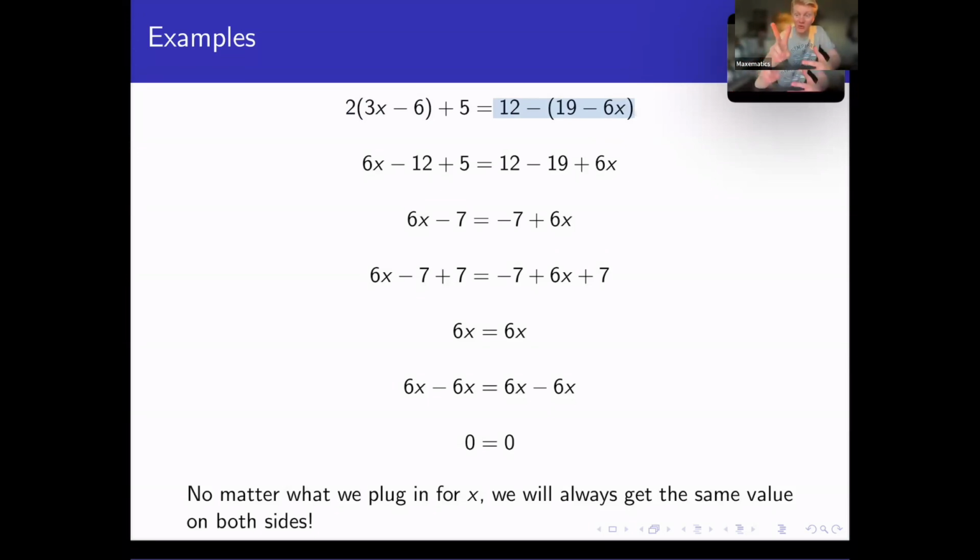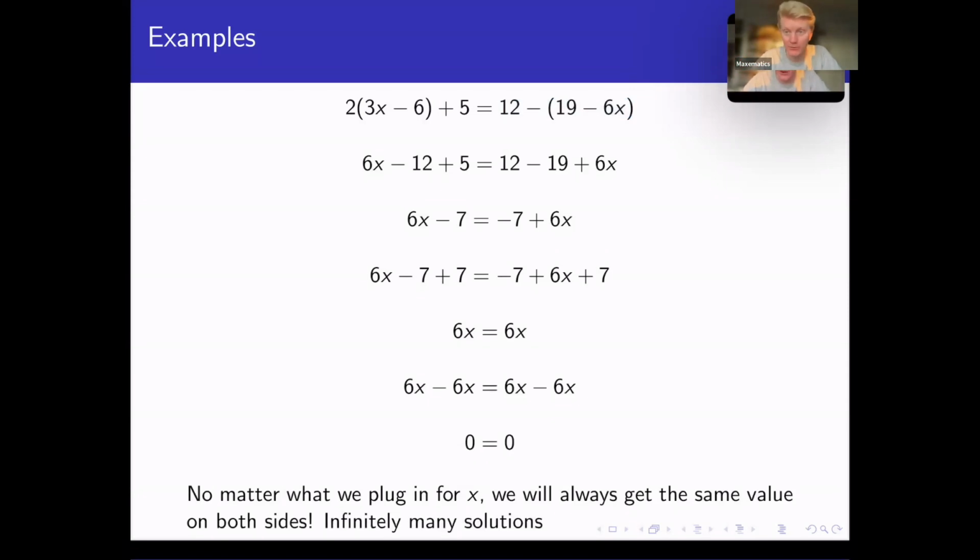So we had two different answers, x equals 0 and x equals 2, that when we plug them back in, we get the exact same thing on both sides. So no matter what we plug in for x, we always get the same value on both sides. That's to say we have an infinite number of solutions. This equation is an identity.